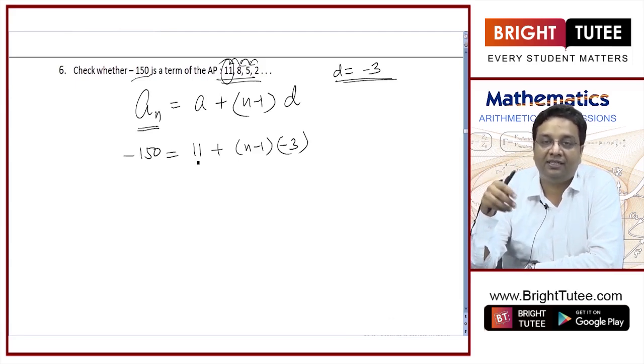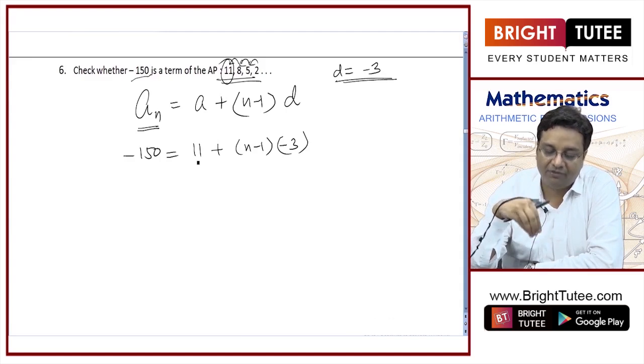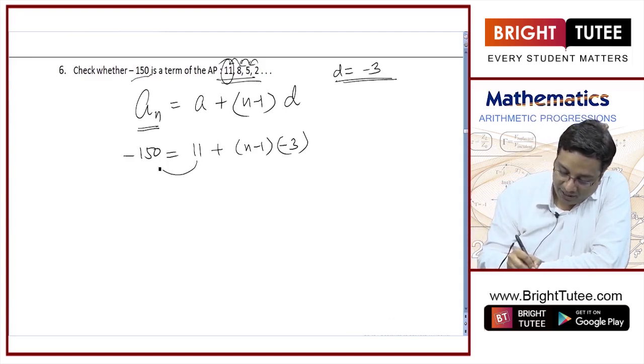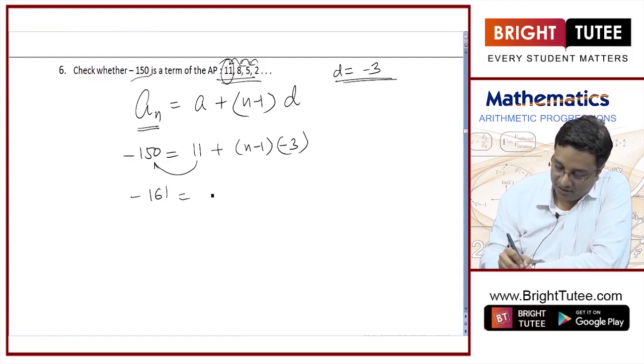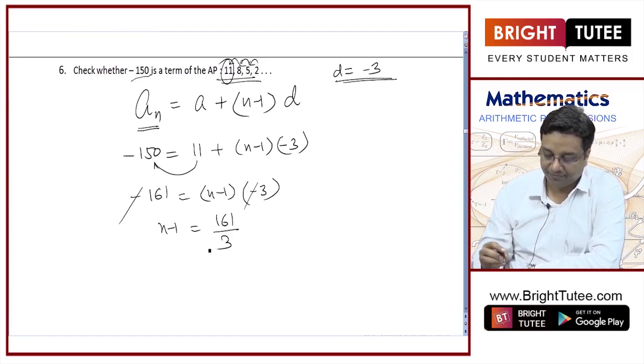So if n has an integral value in our solution, then we can say that minus 150 is a term of this AP. So let us see. If I bring 11 here, it will become minus 161, right? It is equal to n minus 1 into minus 3. We can cancel these minus signs. We can divide it by 3. N minus 1 will become 161 by 3.